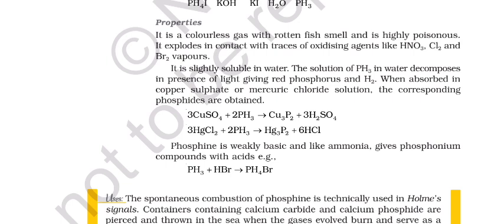The solution of PH3 in water decomposes in the presence of light, giving red phosphorus and H2. When absorbed in copper sulfate and mercuric chloride solution, the corresponding phosphides are obtained. 3CuSO4 plus 2PH3 gives Cu3P2 plus 3H2SO4. 3HgCl2 plus 2PH3 gives Hg3P2 plus 6HCl. Phosphine is weakly basic and, like ammonia, gives phosphonium compounds with acids. Example: PH3 plus HBr gives PH4Br.